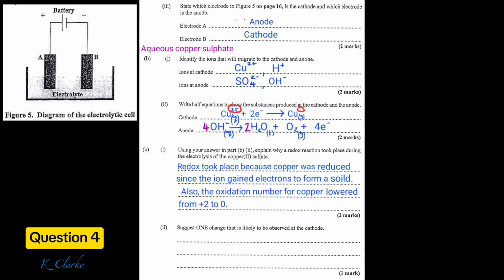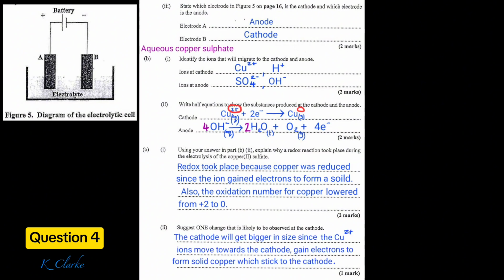Part 2. Suggest one change that is likely to be observed at the cathode. The cathode will get bigger in size since the copper 2+ ions move towards the cathode, gained electrons to form solid copper which stick to the cathode.